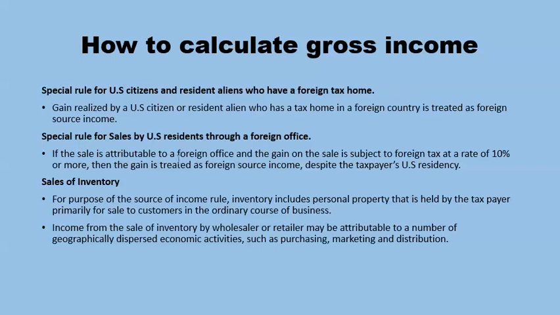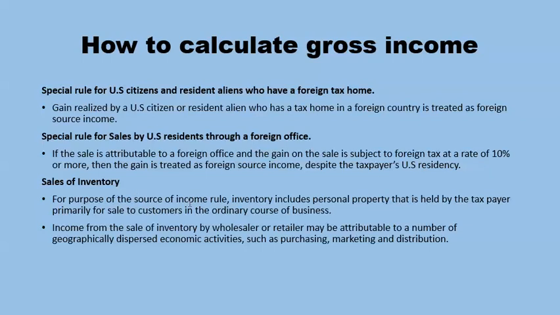Special rule for the sale by U.S. residents through a foreign office. If the sale is attributable to a foreign office and the gain on the sale is subject to foreign tax at a tax rate of 10% or more, then the gain is treated as foreign source income despite the taxpayer's U.S. residency. Sale of inventory.